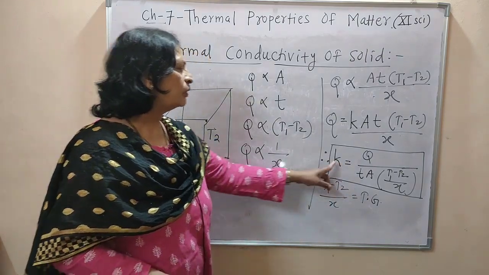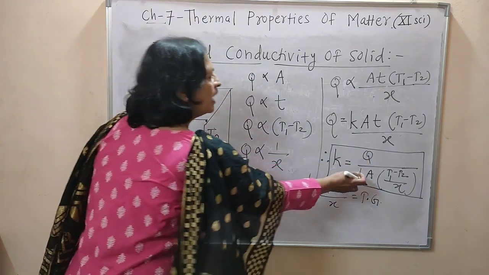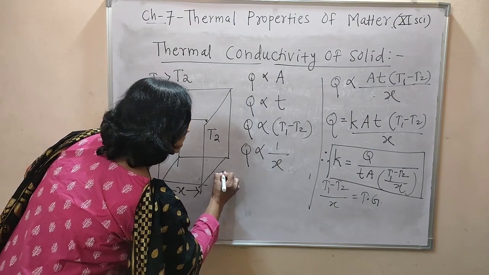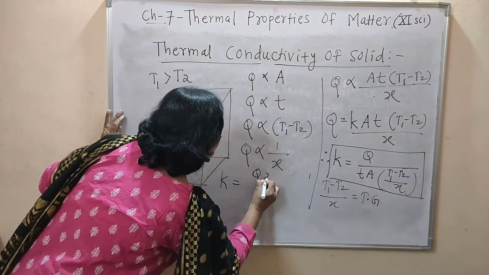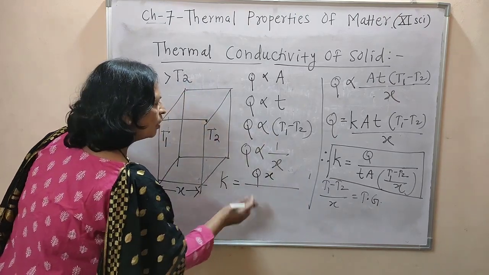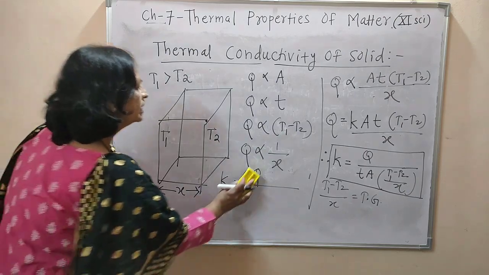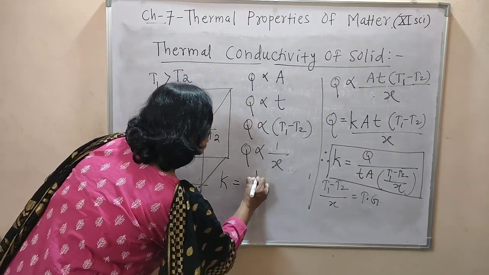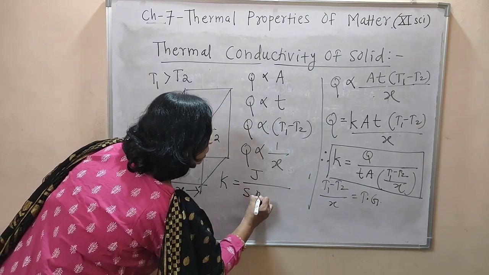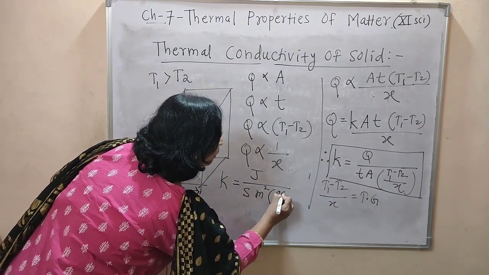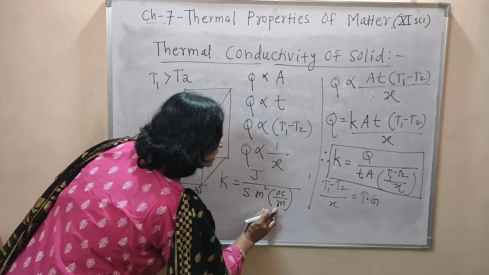Now we have to state its SI unit. Then what is the SI unit? By rearranging this equation, we can write K equal to Q into x divided by t into A into (T1 minus T2), and we can write the SI unit. The SI unit of heat is joule. The SI unit of time is second. The SI unit of area is meter square. The SI unit of temperature is degree Celsius, and distance is measured in meter.